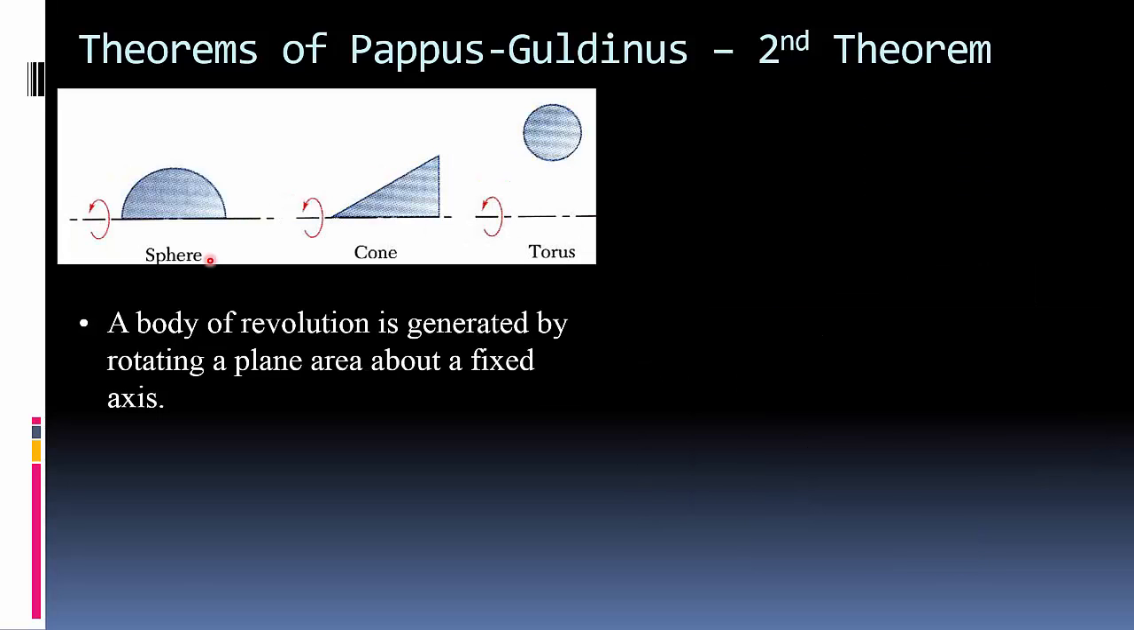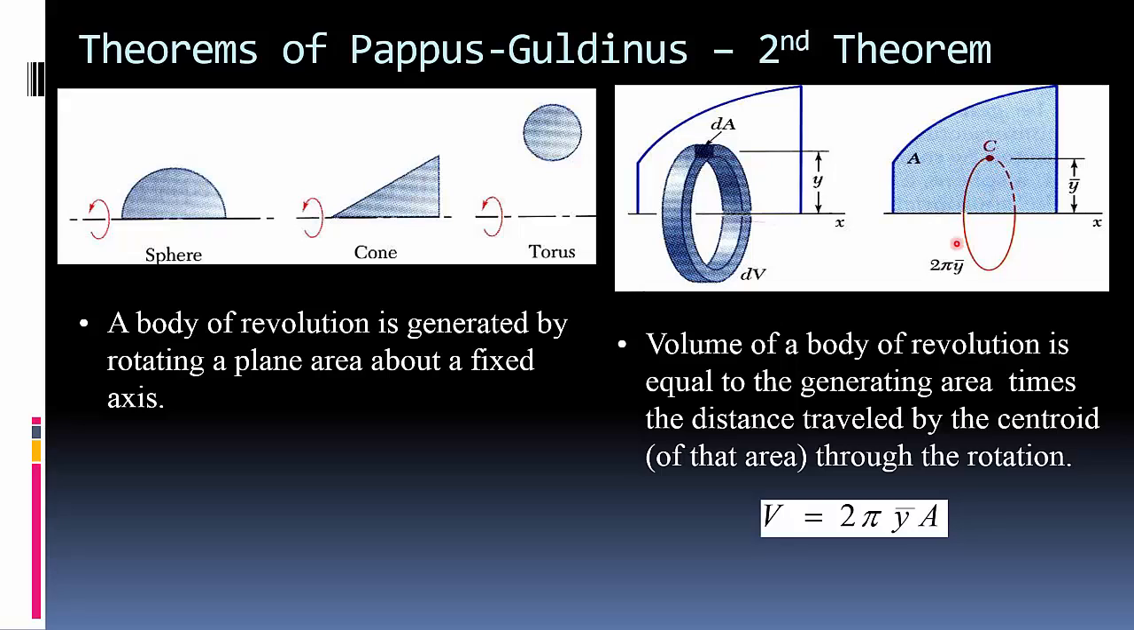Okay, the second theorem of Pappus-Guldinus is the same basic idea. The first theorem is a way to figure out the surface area, right? Well, this one is going to say, hey, if you take an area, say this half circle area, and you rotate it, you're going to create a solid sphere. If you take this triangle and you rotate it around this axis, you're going to create a solid cone. Or this torus and you rotate it, you're going to have a nice little donut, right? So a body of revolution is generated by rotating a plane area about a fixed axis.